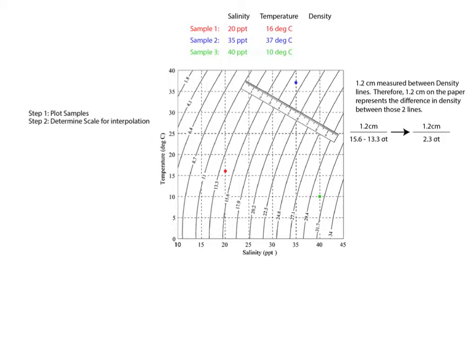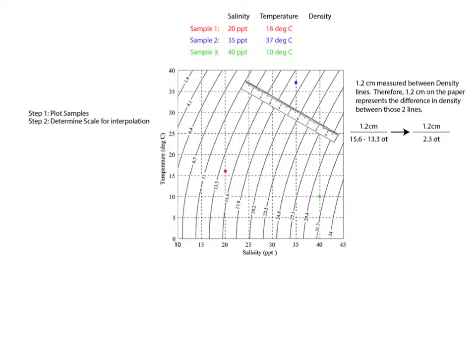So here's the deal. None of our 3 samples, the red, the blue, or the green, falls exactly on one of the lines of equal density. So we have to interpolate to be able to give a quantitative estimate as to what the density is of those materials. Okay, so let's start with the first aspect.